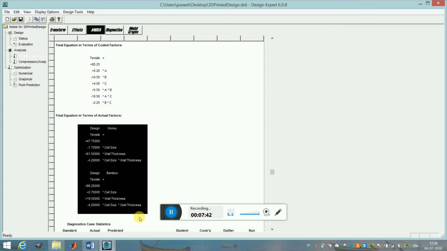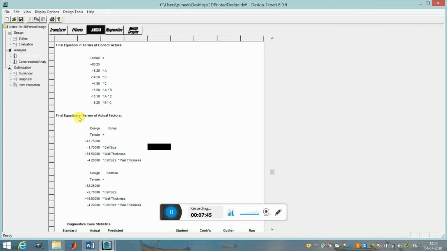So these are the two equations, the final equations in terms of actual factors. For honey design, tensile strength is governed by this equation. Now this is a linear equation: a constant, plus this value multiplied by cell design, and like that. So this is one equation, a linear equation, for honey design. For bamboo design, this is the second equation for tensile strength, which can predict tensile strength. Again, it is a linear equation.